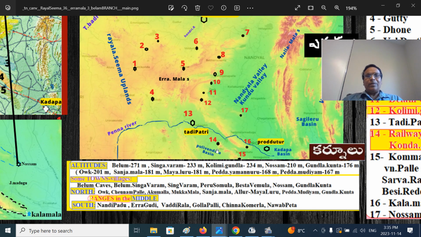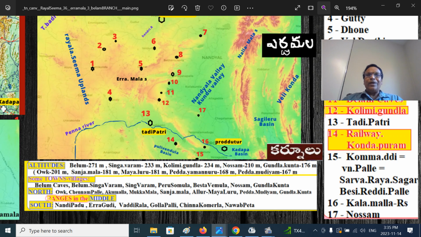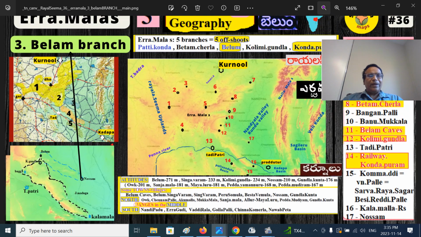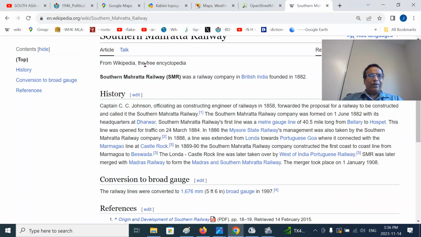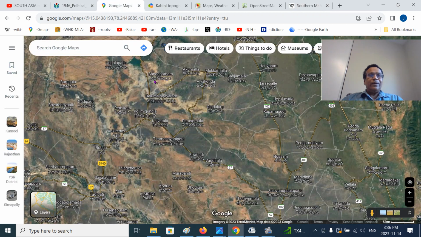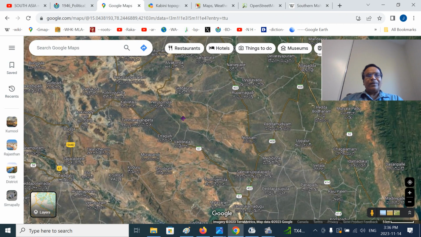Some of these villages may be just bordering the other branch of the Erramalas that you have to keep in mind, the Kolimigundla branch. So we go and look at it so that it will be much clearer to you. And what are we talking about? We are talking about this particular branch.